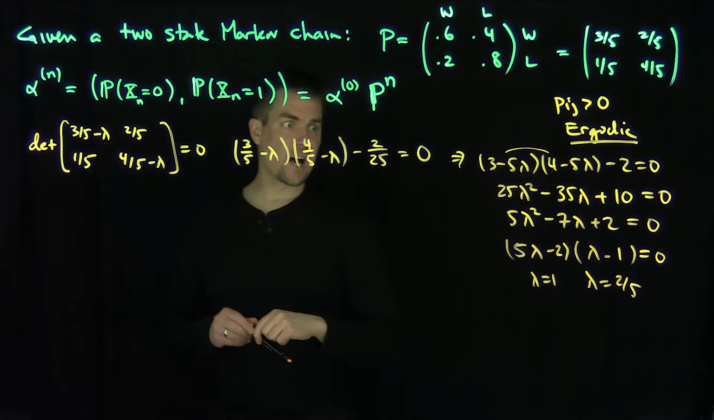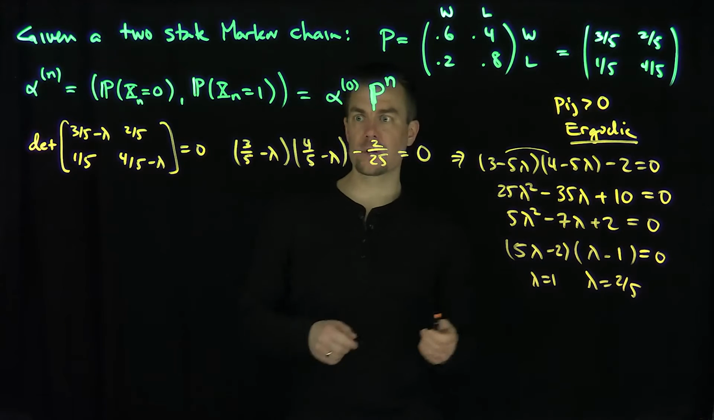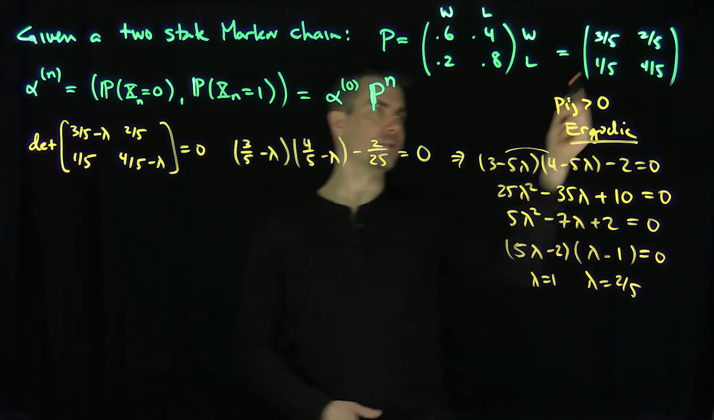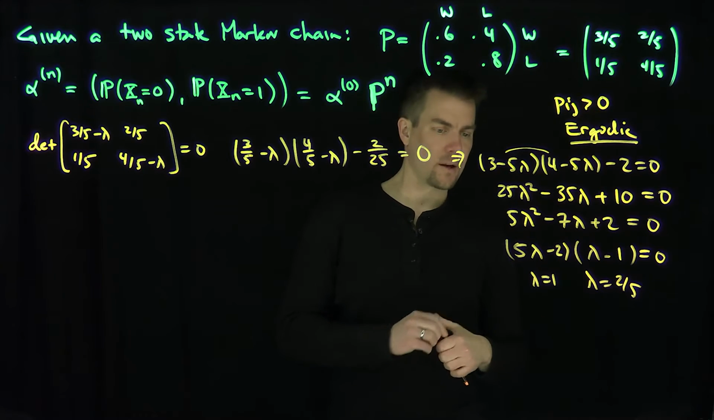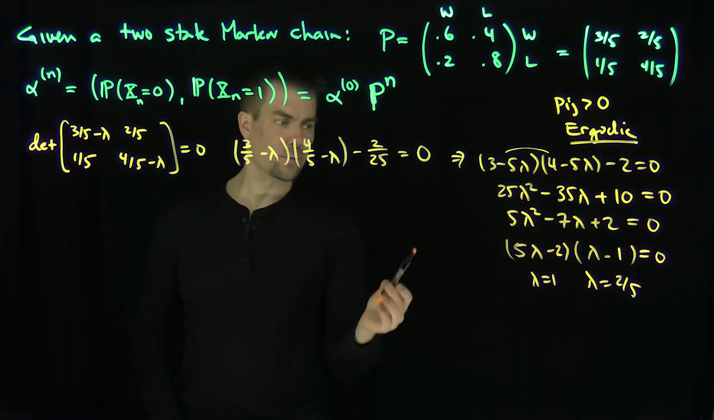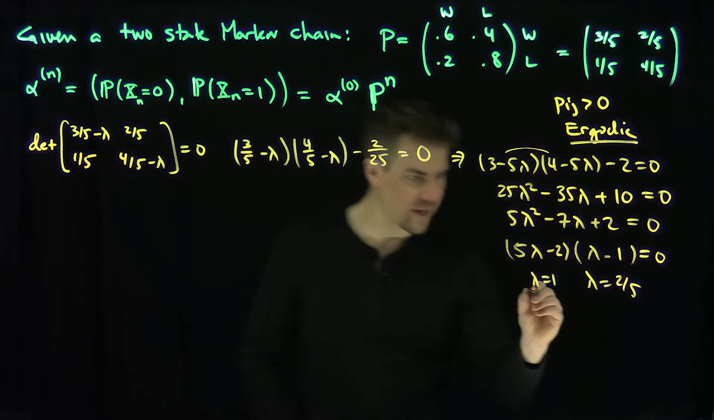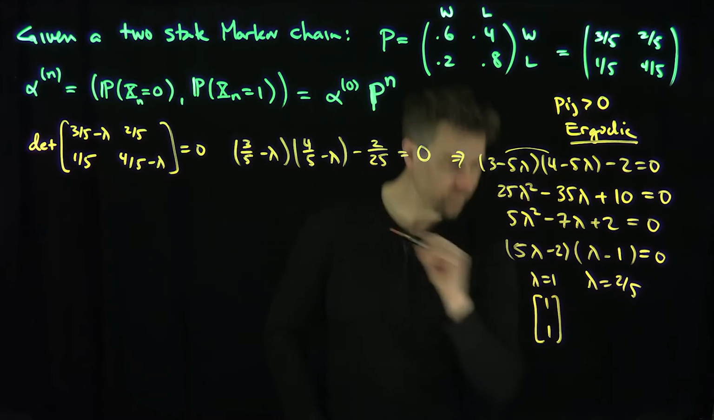2/5 is going to be nice. Now what are the eigenvectors that correspond to these? Well, clearly the eigenvector that corresponds to 1 is going to be (1, 1). If I subtract off 1, then (1, 1) is going to work. So this eigenvector over here is going to be (1, 1).